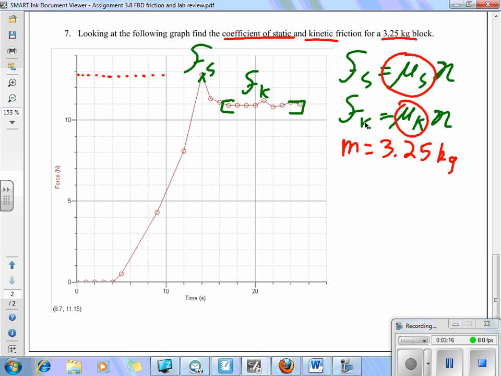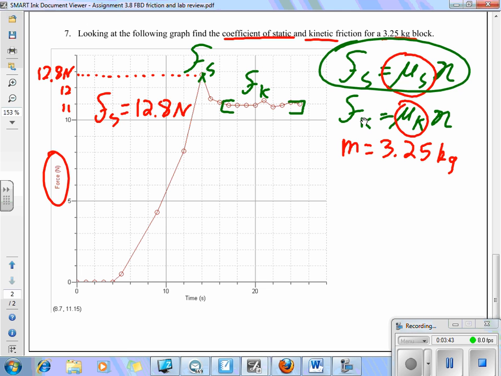What I'm doing is looking at this point on the graph and asking where I am on this force axis. This would be 11, this would be 12, and I'm going to call that 12.8. You might think it's 12.8 or 12.9, but either one is good. I'm going to say that my force of static friction is 12.8. And if that's the case, I now know one of the values in my formula, so I can almost solve for the equation that we have on the upper right here. What I'll do next is say, hold up, I don't know the normal force.